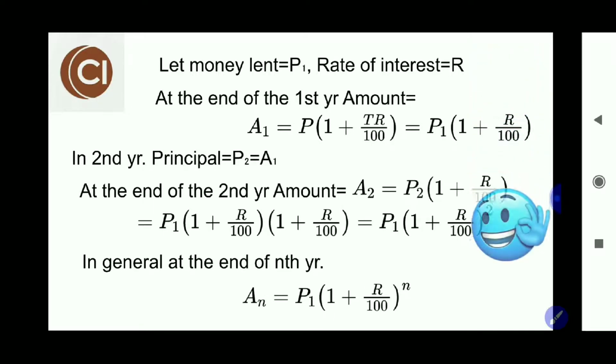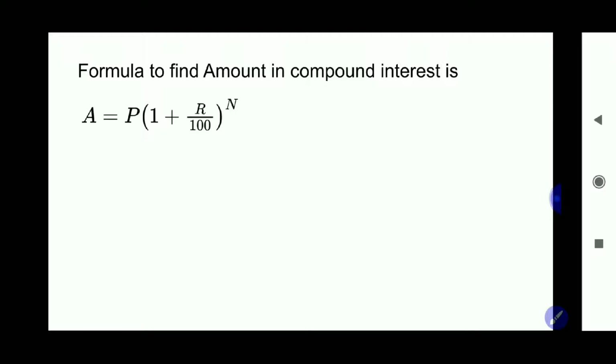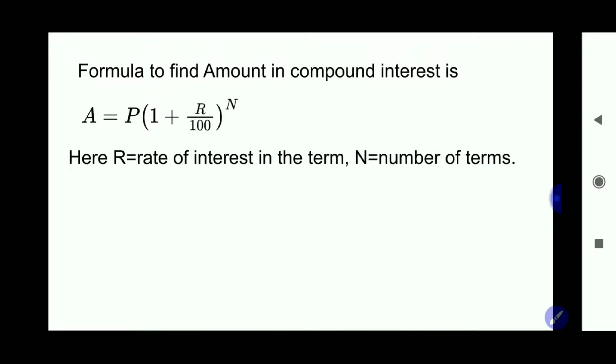In the same way, if we continue, we can tell that in general at the end of the nth year, An = P1(1 + R/100)^n. So, dear students, the formula to find amount in compound interest is A = P(1 + R/100)^n. Here R is rate of interest in the term. N is number of terms.